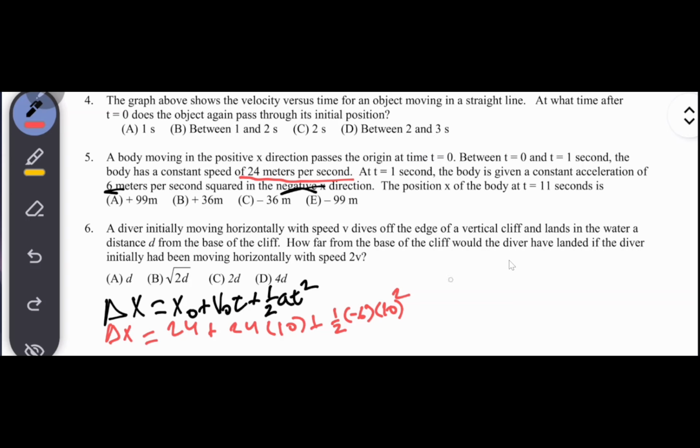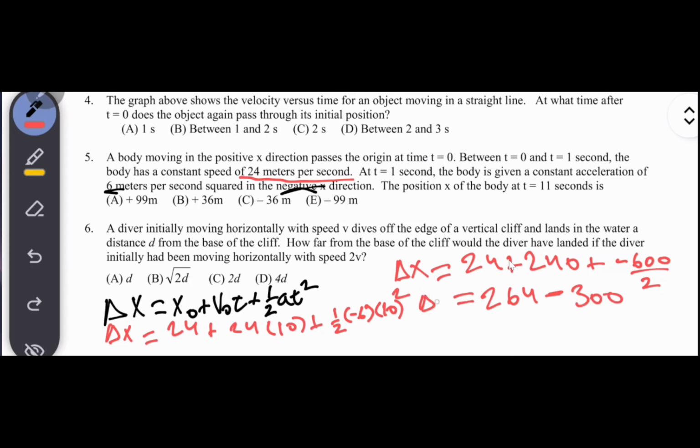So we would have 24 stay as 24, plus 24 times 10, which is 240, plus 10 squared, which is 100, times negative 6, which would be negative 600, over 2. And this equals delta x. Then we can add 24 plus 240, and that will give us 264. And over here, we can simplify this fraction to being minus 300. And this is all equal to delta x.